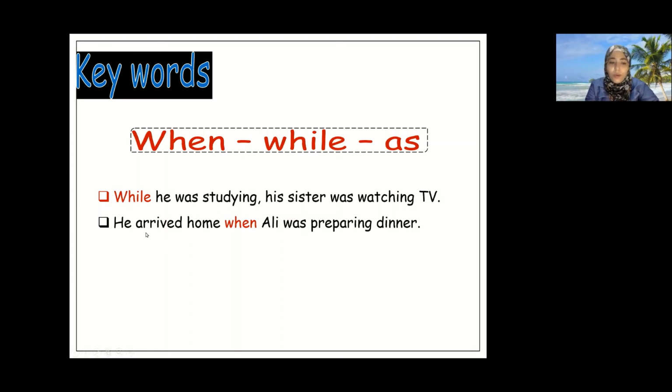What about the other one? He arrived home when Ali was preparing dinner. He arrived home, that happened and cut the action that Ali was preparing dinner. So Ali was preparing dinner and suddenly he arrived home.